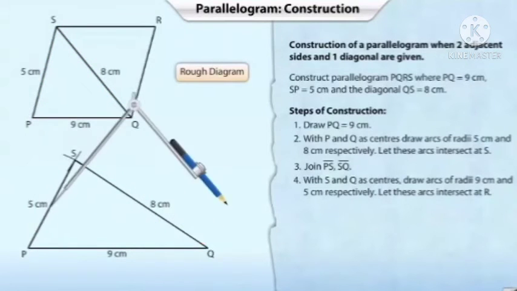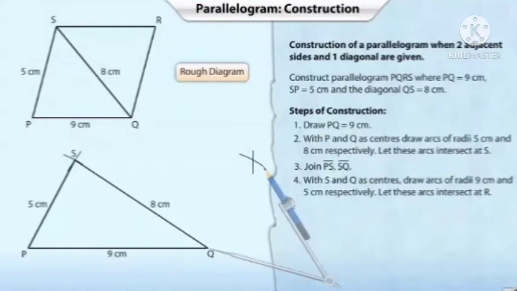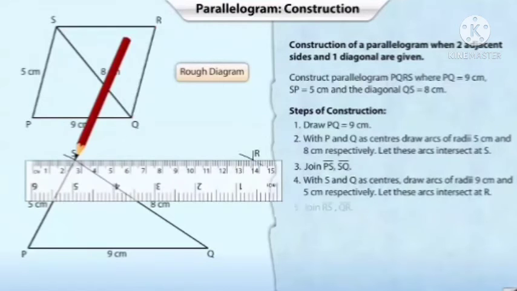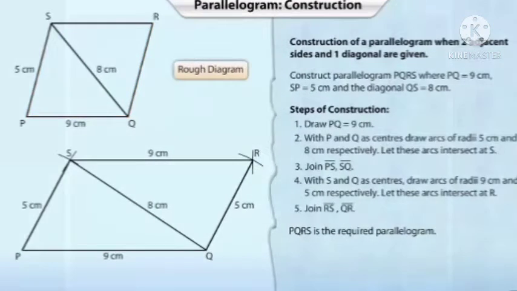Next step, with S and Q as centers, draw arcs of radii 9 cm and 5 cm respectively. Let these arcs intersect at R. As we know that opposite sides of a parallelogram are equal, join points SR and RQ to give parallelogram PQRS.